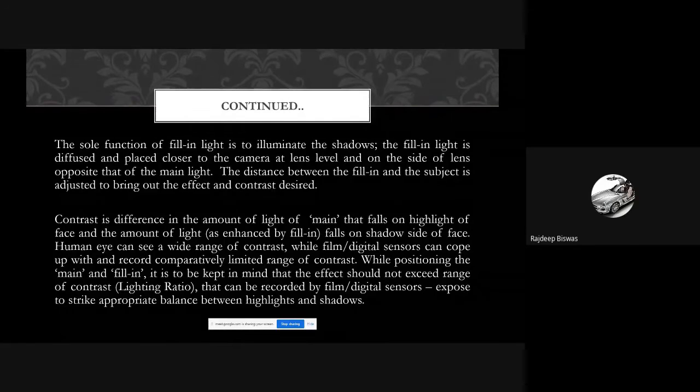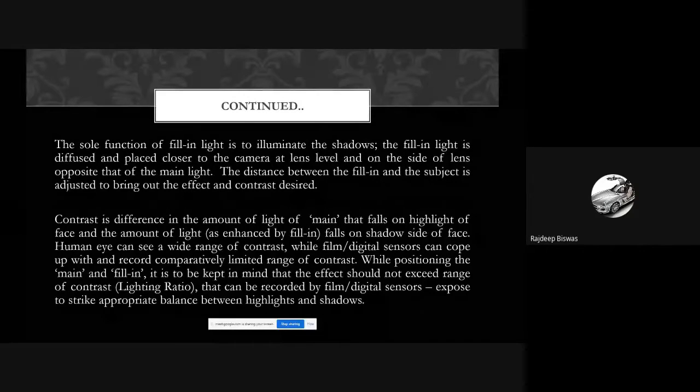Okay, now with all the discussion, we definitely want to continue with contrast. Now we often hear the words, it's more contrast, the image demands less contrast. Now what is contrast? Definitely you all must have an idea about contrast, but nonetheless, let me just read the paragraph. Contrast is the difference in the amount of light. The main light falls on the highlight of the face, and the amount of light falls on the shadow side of the face. Just what I told you a while ago.